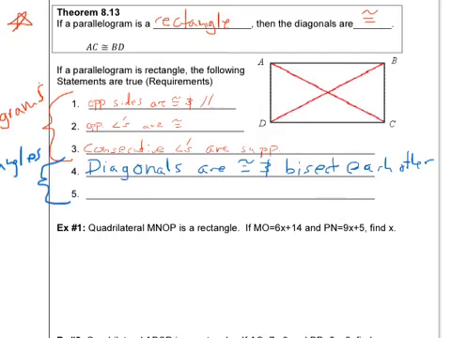The next one is that all four angles are right angles. And this is one that you've already known, right? That all four angles are right angles. And you've known that, right? That a rectangle has four right angles. And so, there you go.